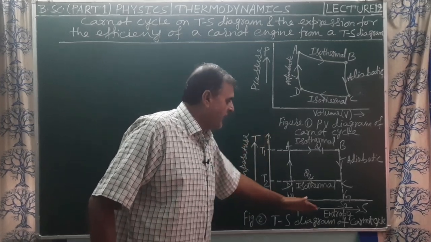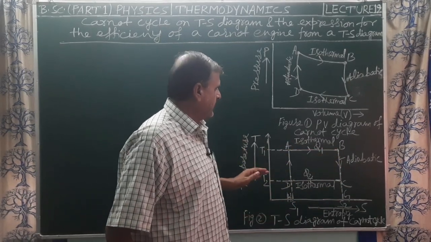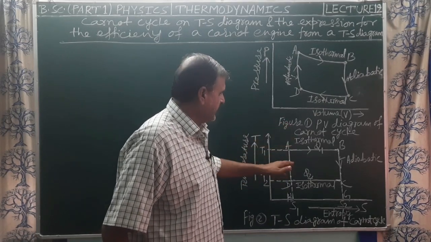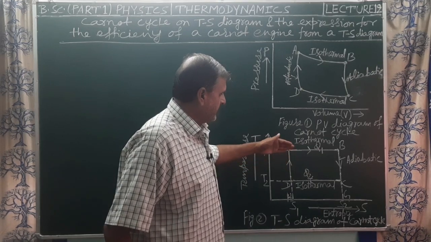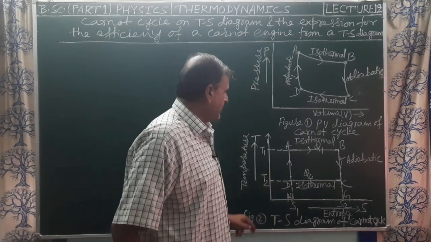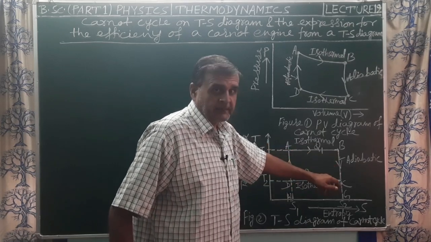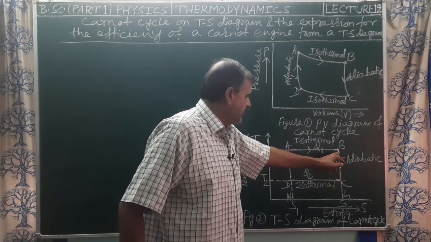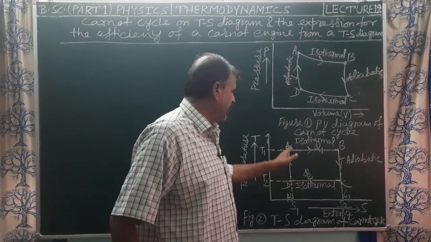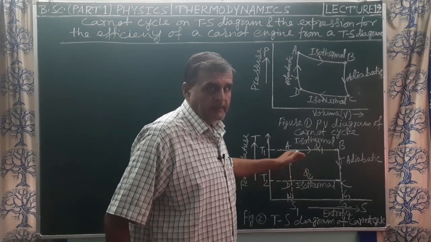So, TS diagram of Carnot cycle is a rectangle consisting of two isothermal processes represented by the sides AB and CD of the rectangle formed ABCD, while two adiabatic processes are represented by the two remaining sides BC and DA of the rectangle formed.